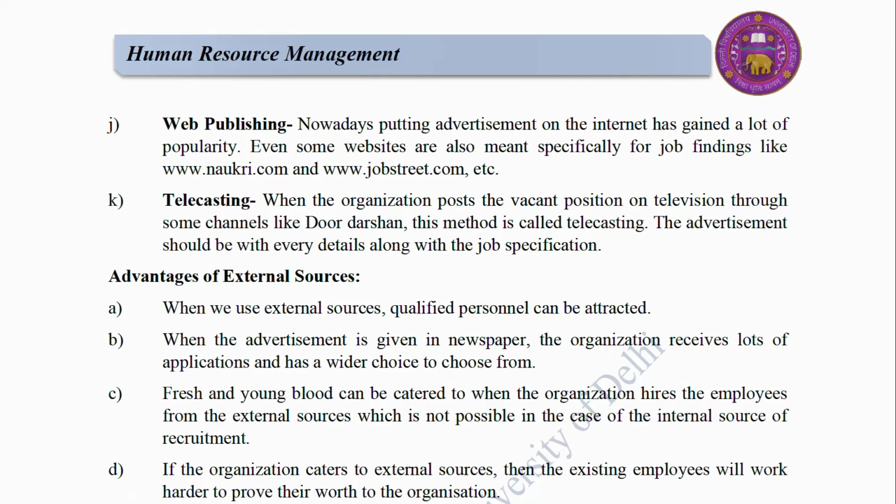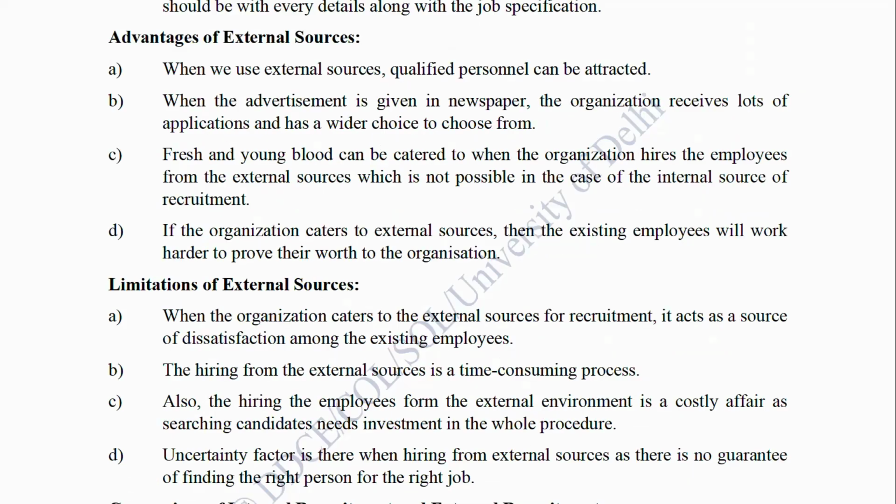Even some websites are made specifically for job findings, like www.naukri.com and jobstreet.com, etc. 11th, telecasting. When the organization posts the vacant position on television through some channel like Doordarshan, this method is called telecasting. The advertisement should be with every detail along with the job specification.